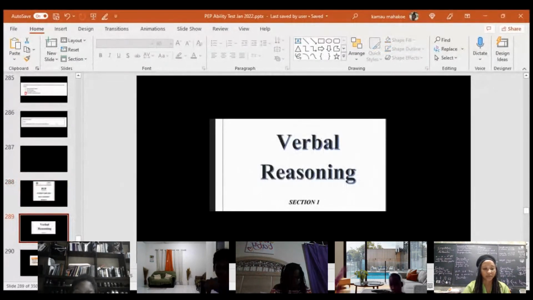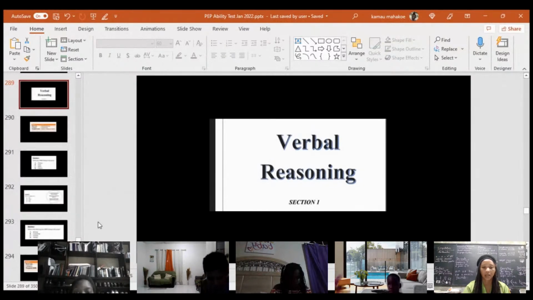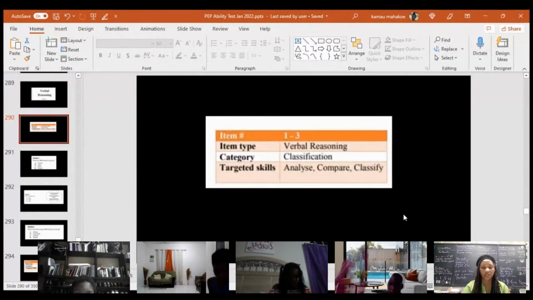And we're starting with verbal reasoning. That's section 1. So for the verbal reasoning, this will be items 1 to 3. The item type is verbal reasoning category classification, and the targeted skills are analyze, compare, and classify.